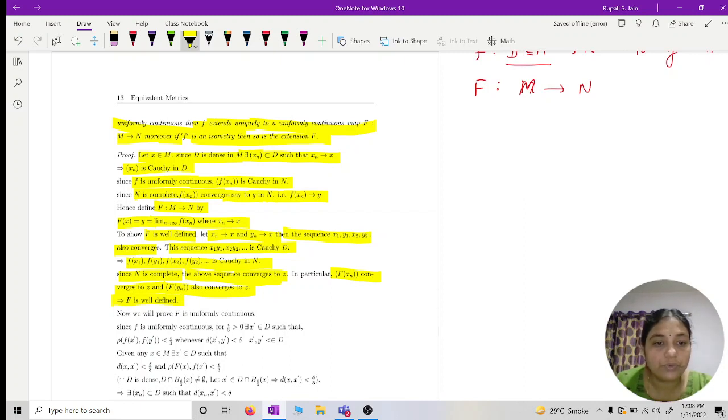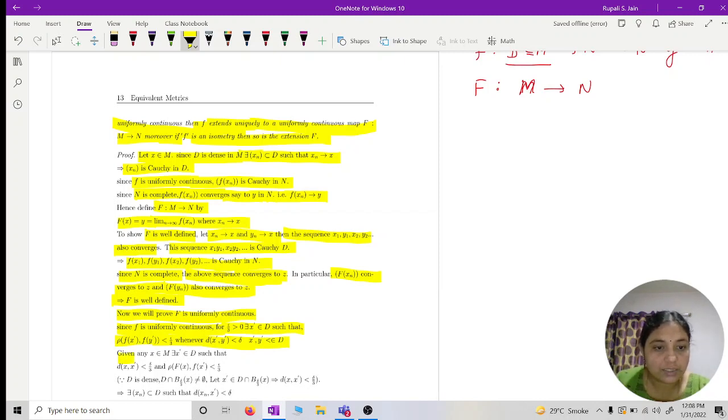Now we prove F is uniformly continuous. Since small f is uniformly continuous, by the definition of uniform continuity, for every epsilon greater than 0, in particular epsilon by 3 greater than 0, there exists a delta such that rho of f of x', f of y' is less than epsilon by 3 whenever the distance between x' and y' in D is less than delta.